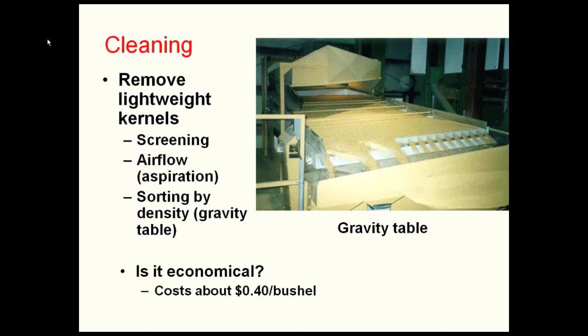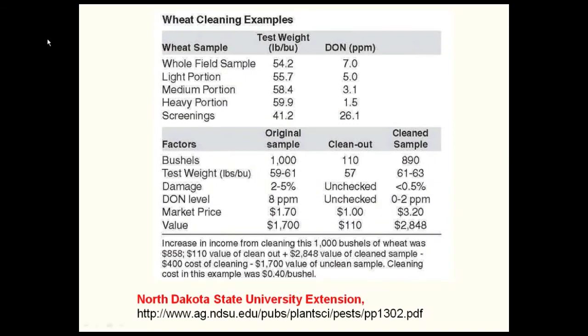Is it economical to have your grain cleaned? Well, this estimate that I'm going to show you costed about 40 cents a bushel. Could be very economical. Here's this example from North Dakota. They take a whole field sample, and the DON is 7 parts per million, so that's high, that's not good, certainly not if you want to sell it for food. Test weight of 54. So they separate that into light, medium, and heavy portions, and then screenings, which are the really bad stuff, and have a DON of 28 parts per million. And you can see that the light, medium, and heavy screenings have different DON levels, as you would expect.